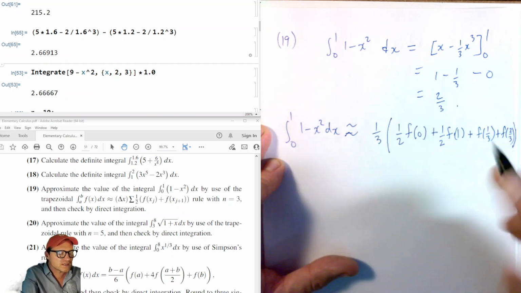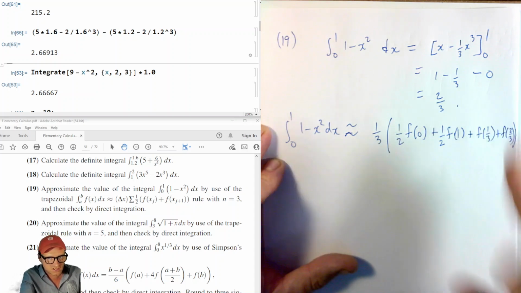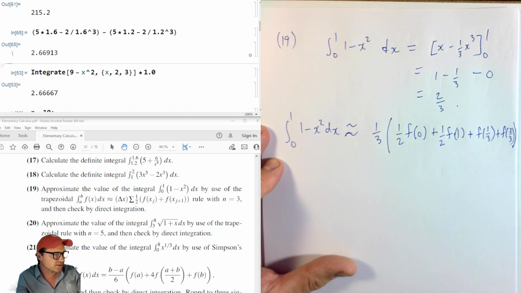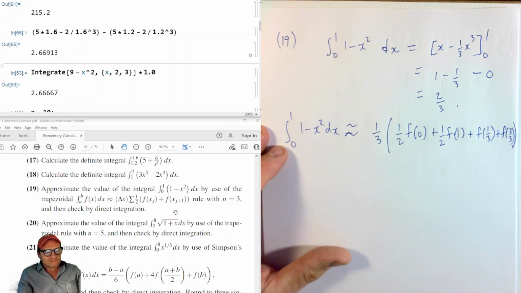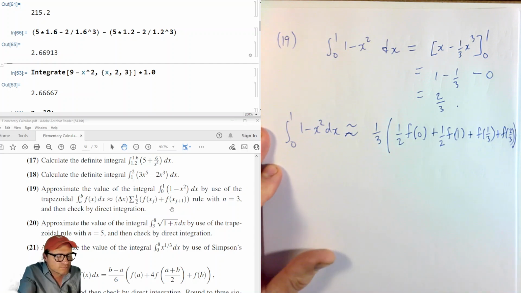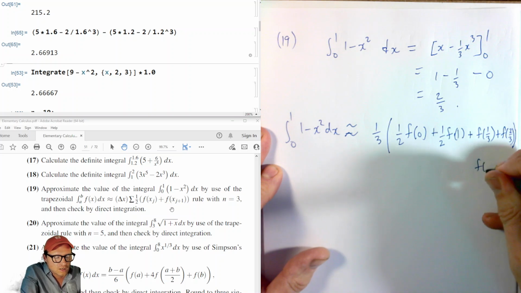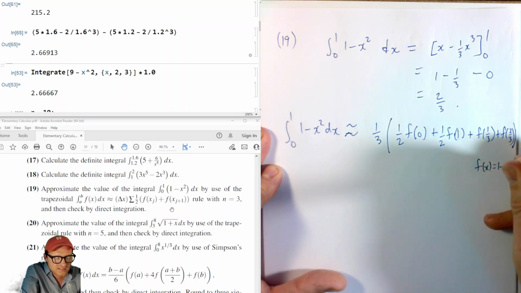Okay, now it's 1/2 the first one plus 1/2 the last one plus the sum of all the other function evaluations. And so if you were to expand this summation here, that's what you would get, because some of these appear twice. All right, so let's evaluate this now. So here, f of x is 1 minus x squared.